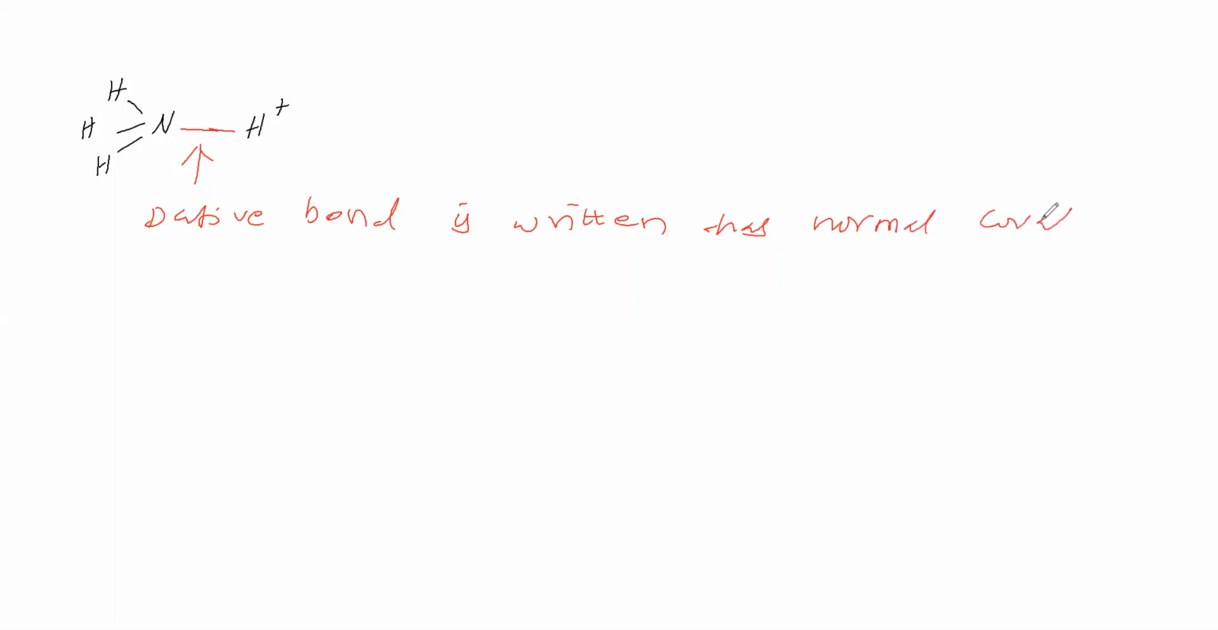For that case, what we are doing means, NH3 we are writing, NH3. This H plus also we have written. This dative bond we are writing as a normal covalent bond. This dative bond we have written as a normal covalent bond, by giving formal charges.